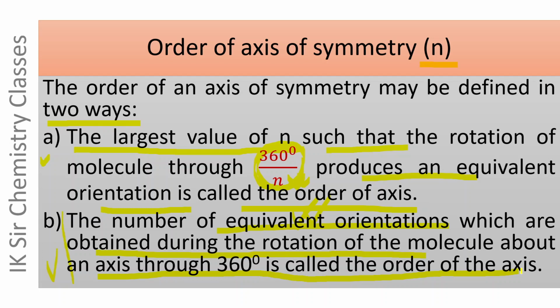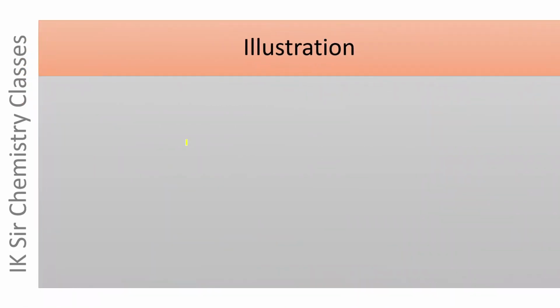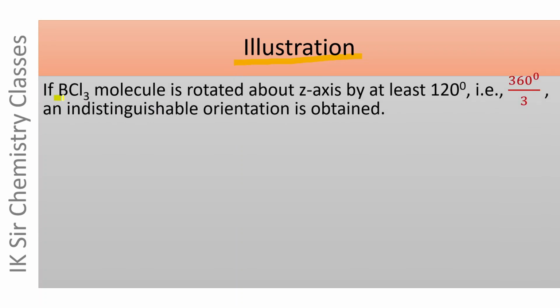The number of equivalent, similar or indistinguishable orientations obtained when a molecule is rotated about an axis through 360 degree is called the order of axis. Let us illustrate it with proper example. If BCl3 molecule is rotated about Z axis by at least 120 degree, that is 360 degree divided by 3, an indistinguishable orientation is obtained.